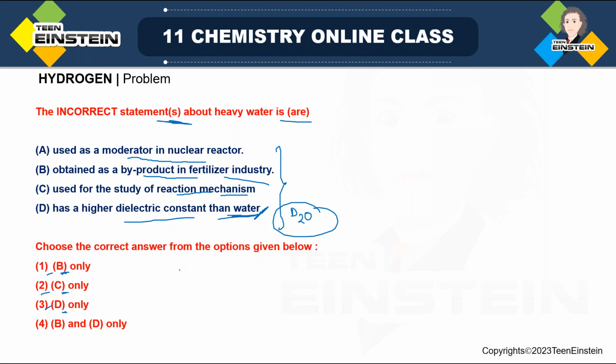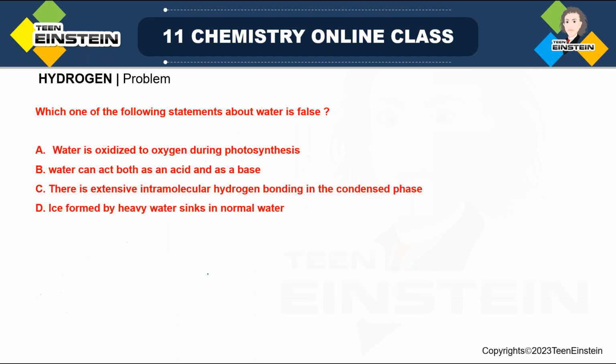H2O is having high dielectric constant because the polarity of this molecule is obviously high, and when polarity is high, dielectric constant is also very high. So that is why this is not a correct statement, and we have to find the wrong statement. So the incorrect statement about this heavy water is basically the fourth statement, D. That means option 3, where it is mentioned that D only, that we should choose.